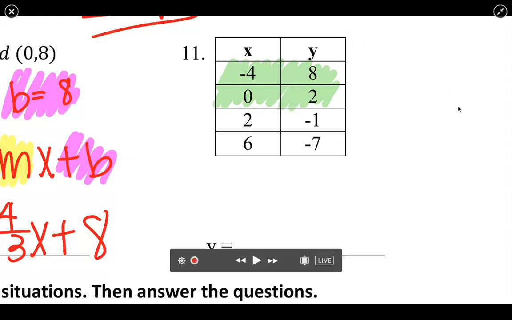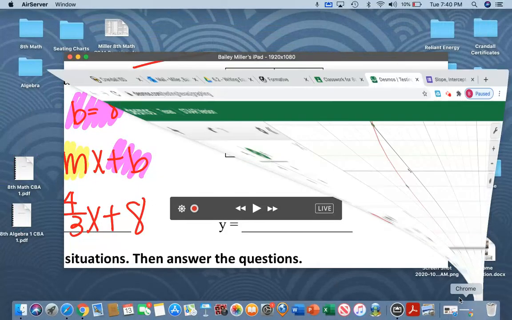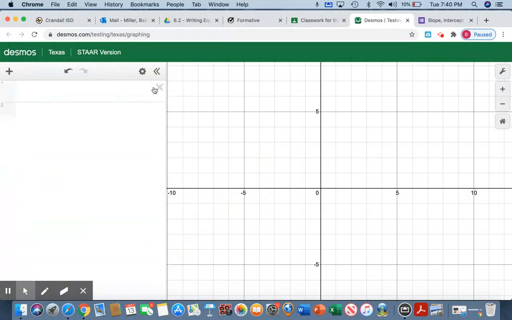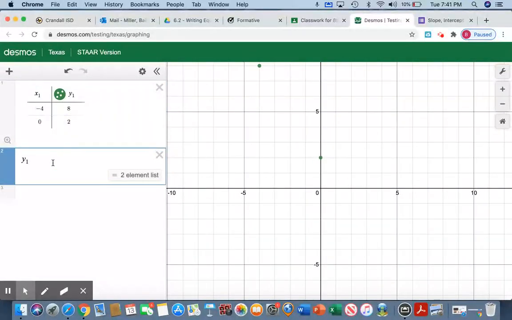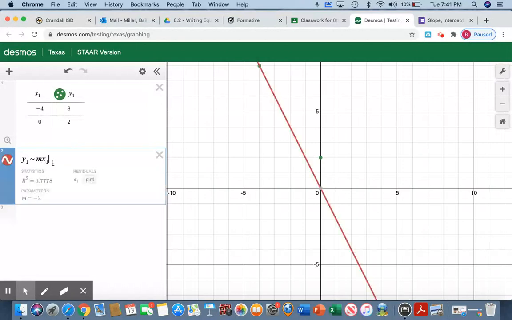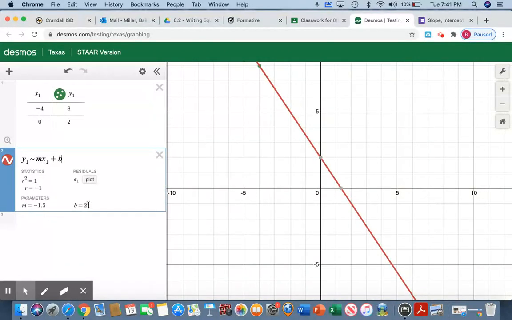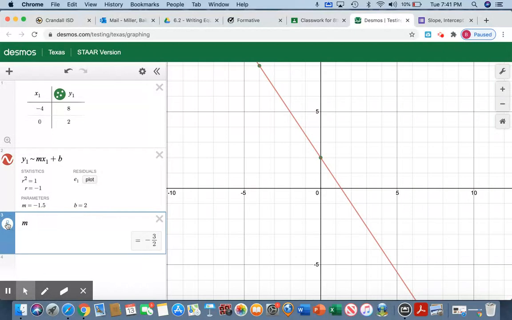So let's go to Desmos. I'm going to hit this plus sign, table, plug in my first x, which is -4. My first y is 8. Then 0 and 2. Come down here, y1 squiggly mx1 plus b. I look down here. Here's my m, here's my b. This is given as a decimal. That's a no-go. Type in m, hit the fancy fraction button, and I'm given -3/2. So my m is -3/2. My b is 2. Gives it all to me right there.